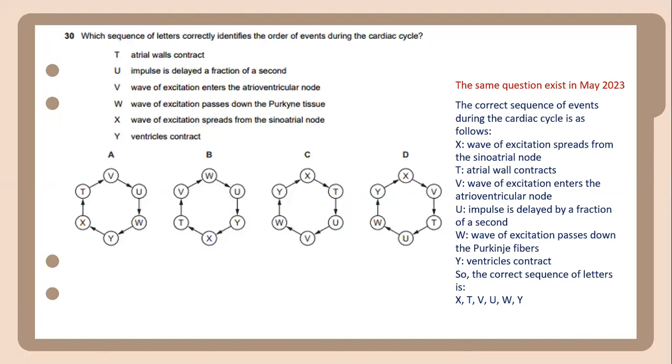The correct sequence of events during the cardiac cycle is as follows. First is X, wave of excitation spread from the sinoatrial node, followed by T, atrial walls contract, followed by V, wave of excitation enters the atrioventricular node, followed by U, impulse is delayed by a fraction of a second, then W, wave of excitation passes down the Purkinje fibres, and then Y, ventricles contract. So the correct sequence will be X, T, V, U, W, and Y.